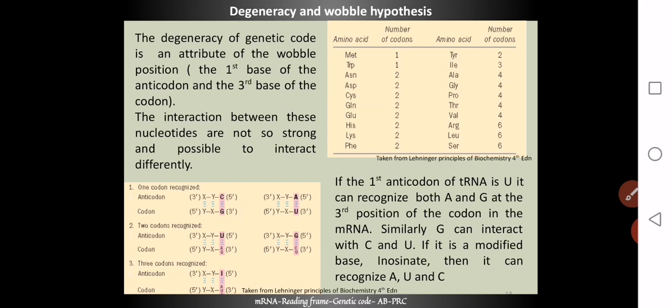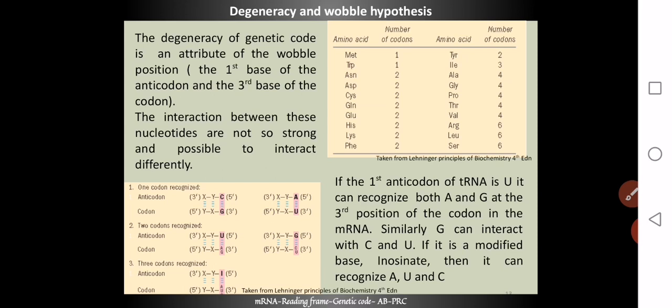And there is a concept called the wobble hypothesis that we will discuss in some other video. The degeneracy of the genetic code is an attribute of the wobble position. Why certain amino acids are encoded by more than one codon is a feature of the wobble position. And what is the wobble position? The wobble position is the first base of the anticodon in the tRNA and the third base of the codon in the mRNA. That position is what we call the wobble position. We will have a detailed discussion in some other videos.